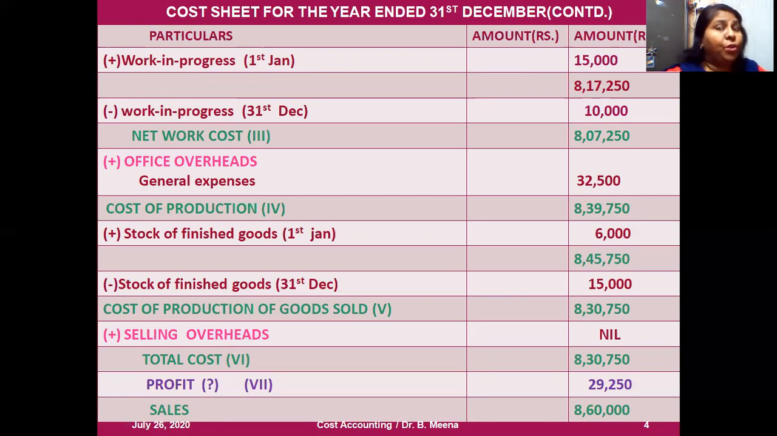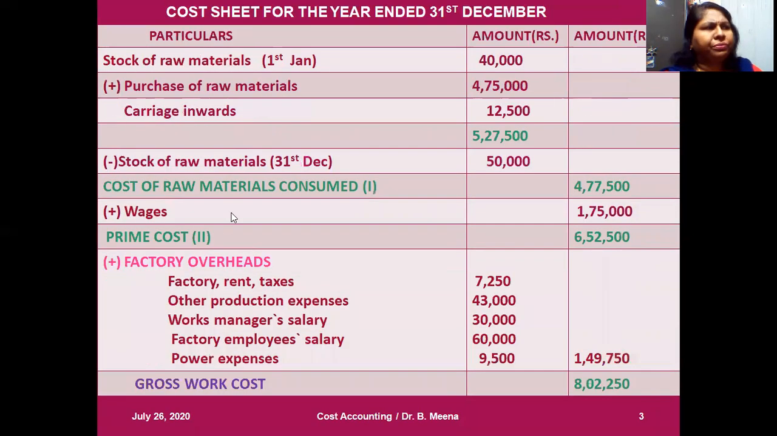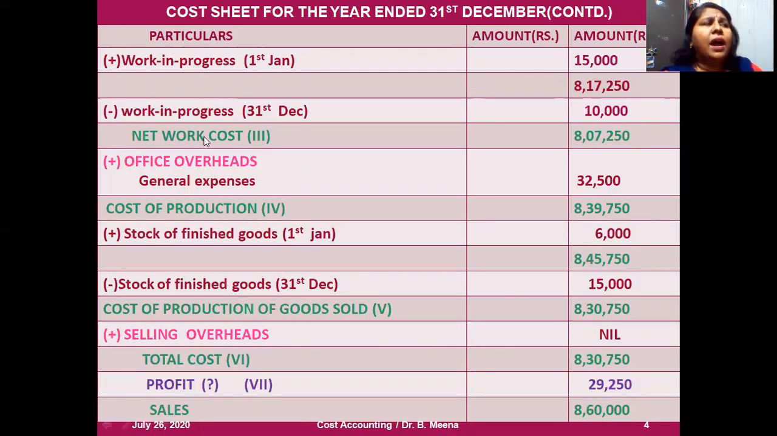I said in the previous video, I explained the entire cost sheet format with all the possibilities. So through the format of the cost sheet, whatever information is available in the problem, you fit it into the format to get the step-by-step answer. The first step is to know the cost of raw materials consumed. The second step is prime cost. The next step may be a gross work cost or net work cost, or work cost also. You will have gross or net when you have the information about the work in progress.